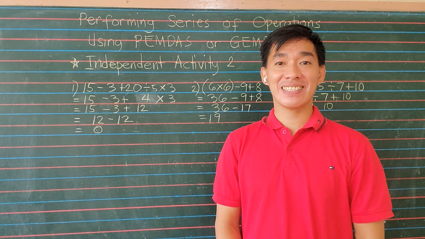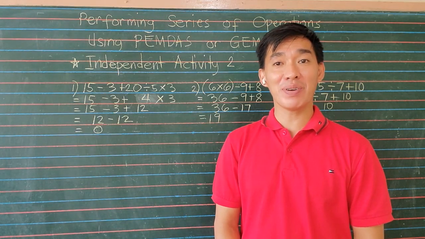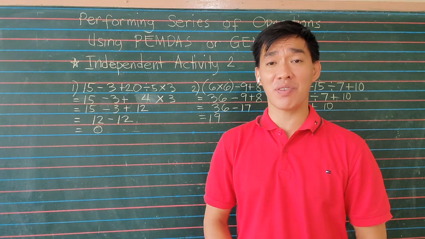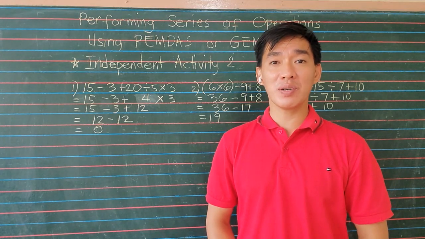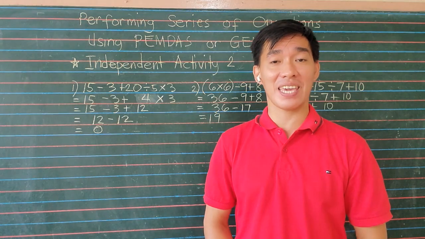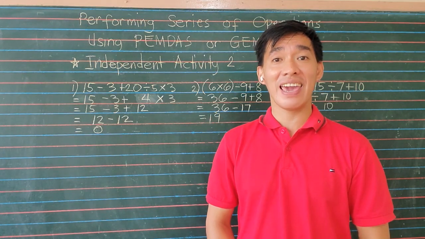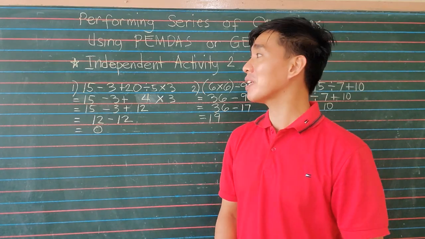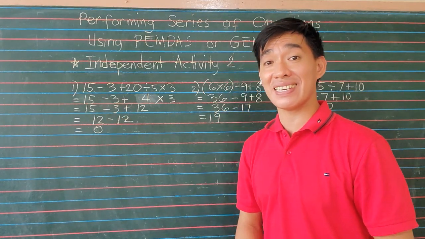For our next activity, independent activity number 2, you are to determine if the solution given here is correct or not. So all you have to do is write a smiley face if the solution is correct and a sad face if it is not correct. So I will give you item number 1 again as an example.